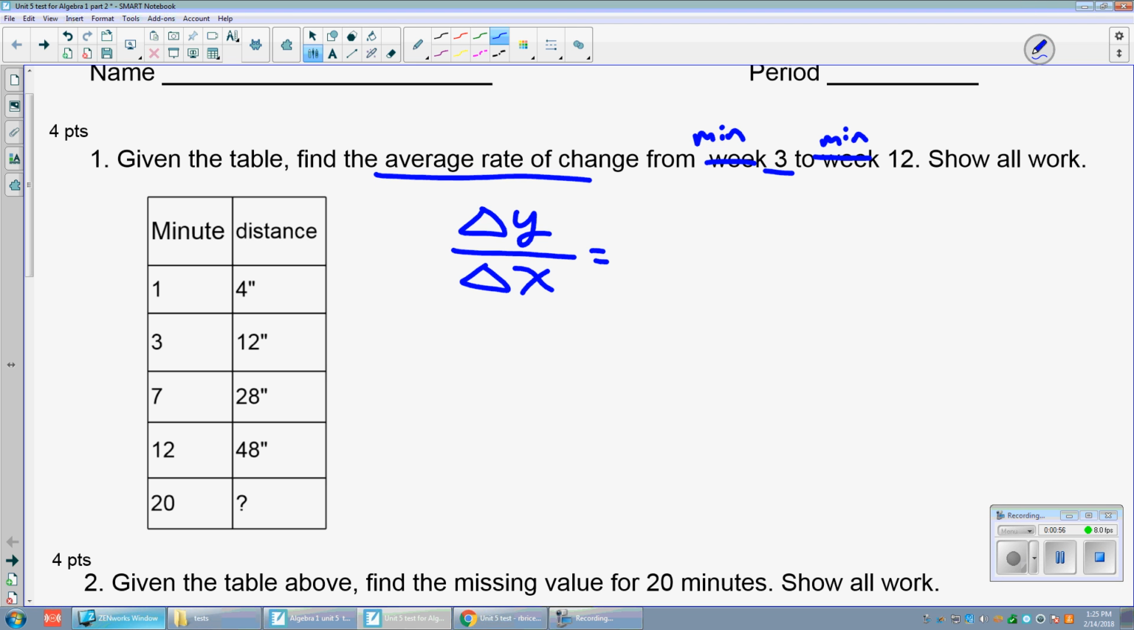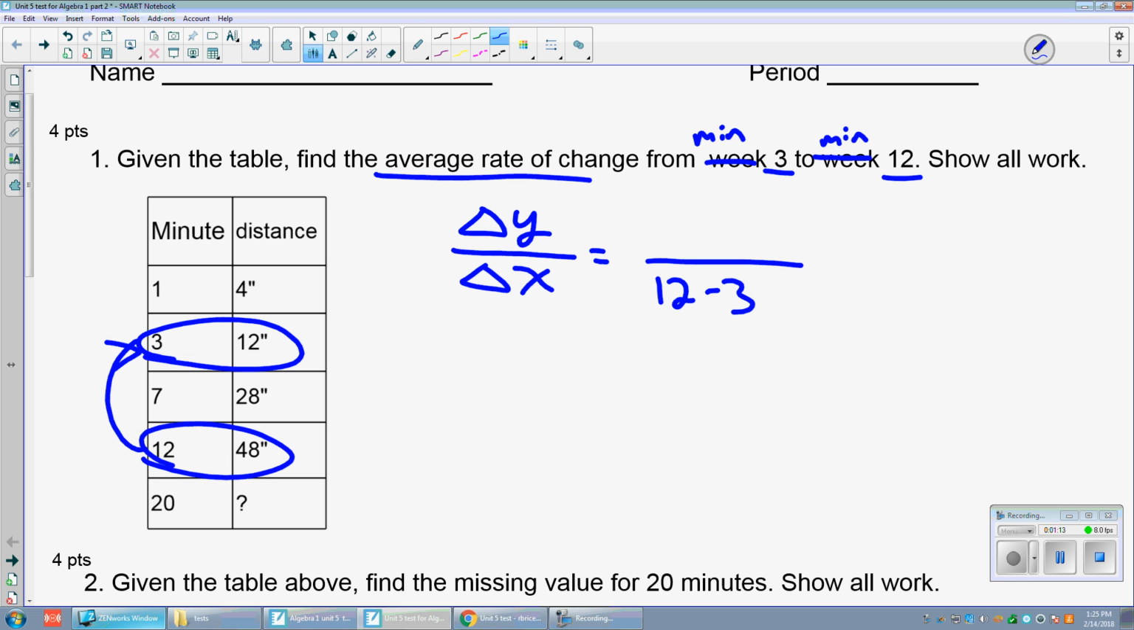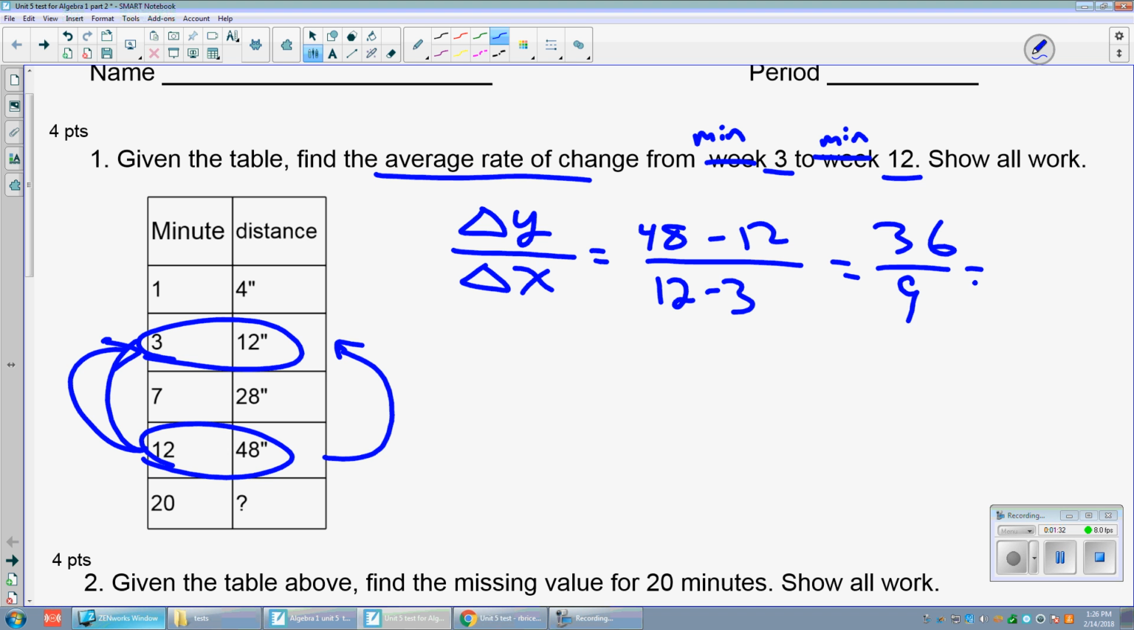It says 3 to 12. Those are the x values. So you can do 12 minus 3 if we're going that way. Then on top go the y's: 48 minus 12. If we do bottom minus top, bottom minus top, there it is. 36 over 9. If you want to, you can simplify that to be 4. Ta-da!